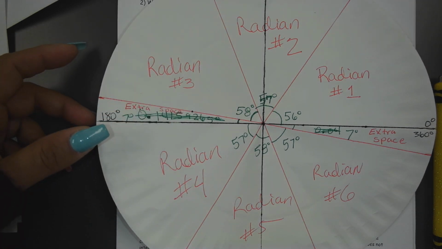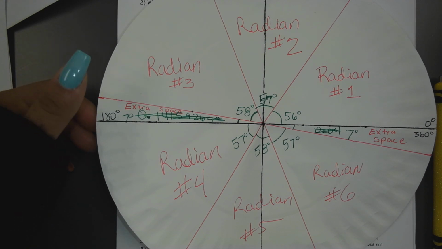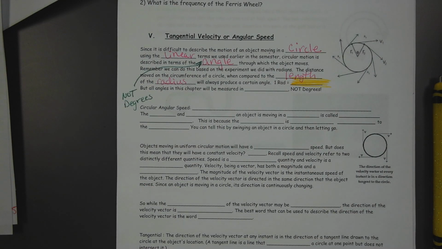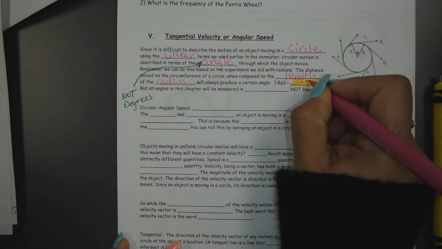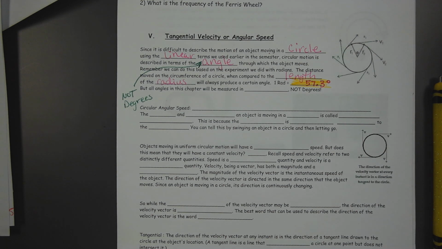To be honest, though, remember what I said? They all should be the same. They should have all been the same degrees. But we're humans. The actual degrees, 57.3 degrees. 57.3 is the true number of every rad for any size circle. Doesn't matter if it's a small one, big one, medium one. It's always going to be 57.3.